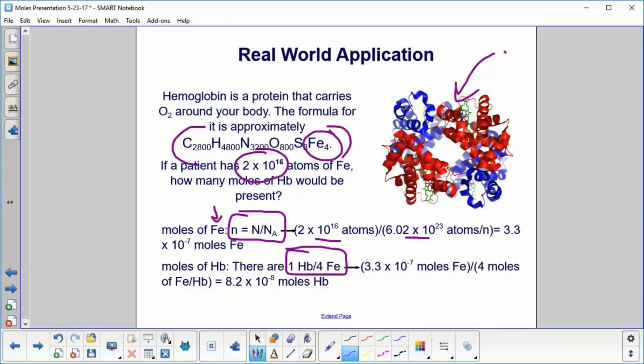So we take the 3.3 times 10 to the minus 7th moles of iron, we divide it by the 4 moles that relates the iron to the hemoglobin. So basically we're dividing this number here by 4. And we come up with 8.2 times 10 to the minus 8th moles of hemoglobin. And if you multiply that by 4, because for every mole of hemoglobin you have 4 of iron, you would get the original number.